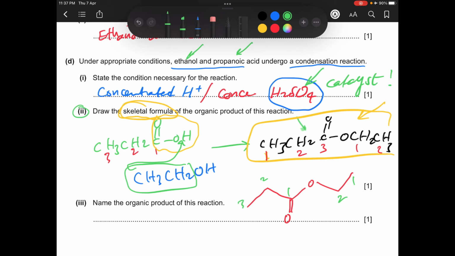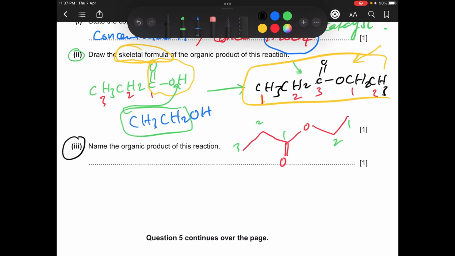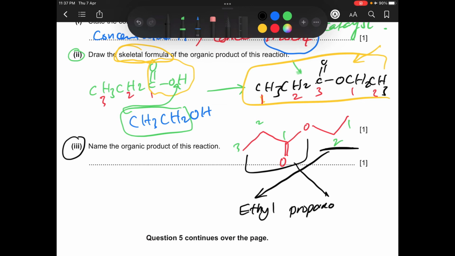If I ask you what we call this compound, we start naming esters from the part which refers to the alcohol, so this is ethyl, and this part is called propanoate. So this compound is called ethyl propanoate. This is the name of your compound.